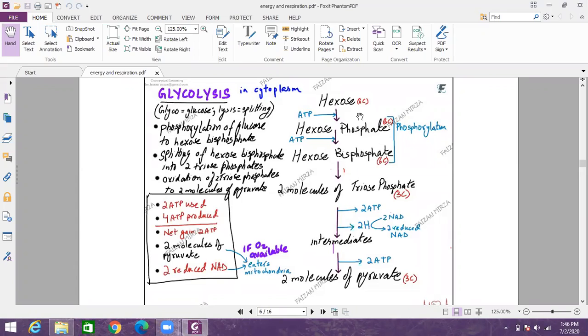Although four ATPs were produced, since two ATPs were used initially in phosphorylation, there is a net gain of two ATPs. This is all about glycolysis for now. Obviously, there is more regarding glycolysis, but for now, I'll just stop here because it would be too much for one class otherwise.